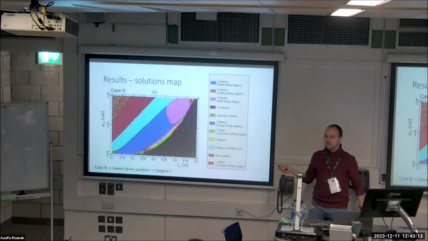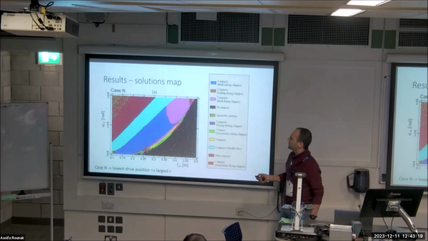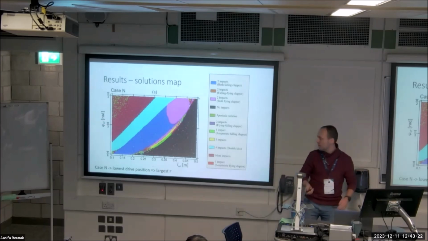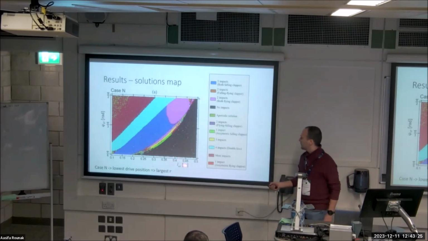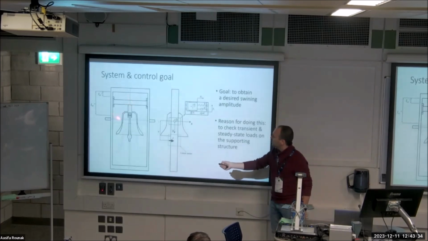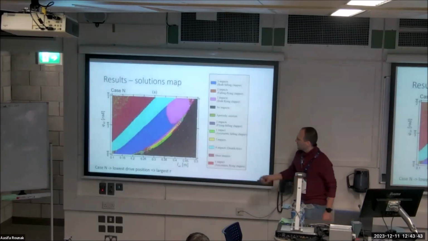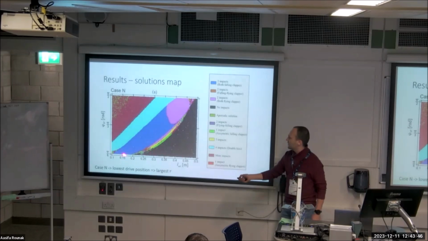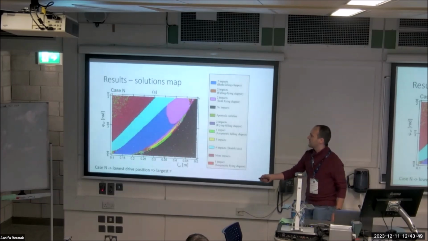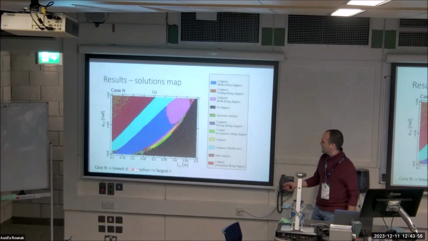Okay, this looks like a basin of attraction, but it isn't, because here on the axis we have the set point, so the amplitude of the bell that we actually want. And on the horizontal axis, we've got the length, which is connected with the distance between the axis of rotation and the point at which the bell is attached. So basically, the horizontal axis is different configurations of the bell, and the vertical axis is the different set point, the different amplitude that we want to obtain. And here we've got the map for the lowest position of the drive.